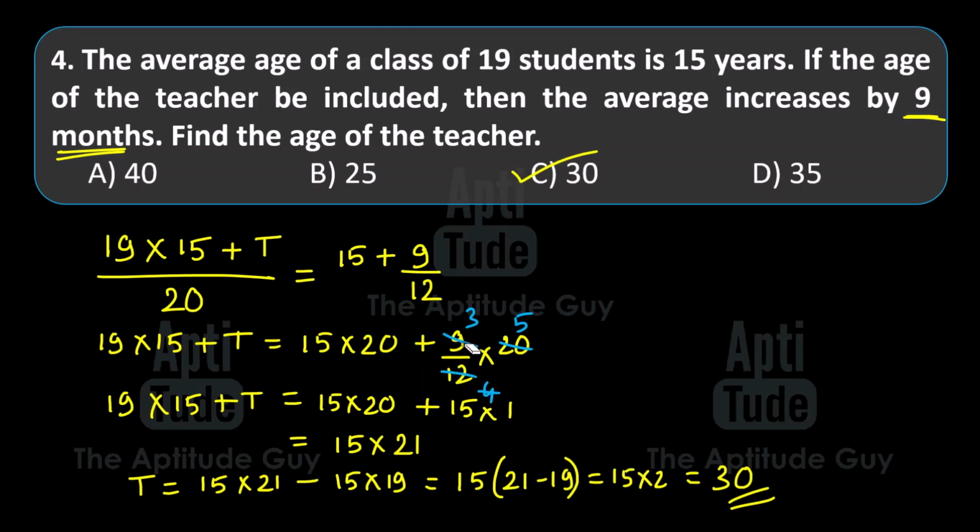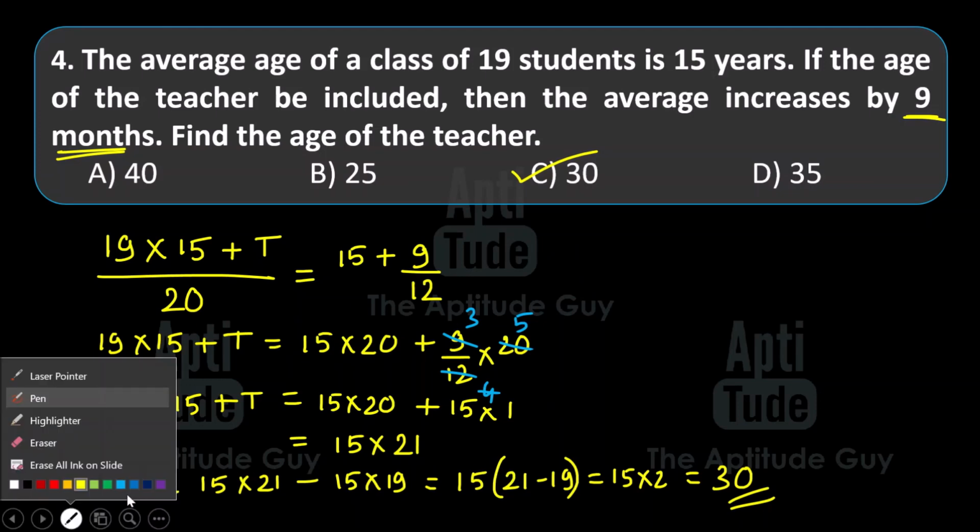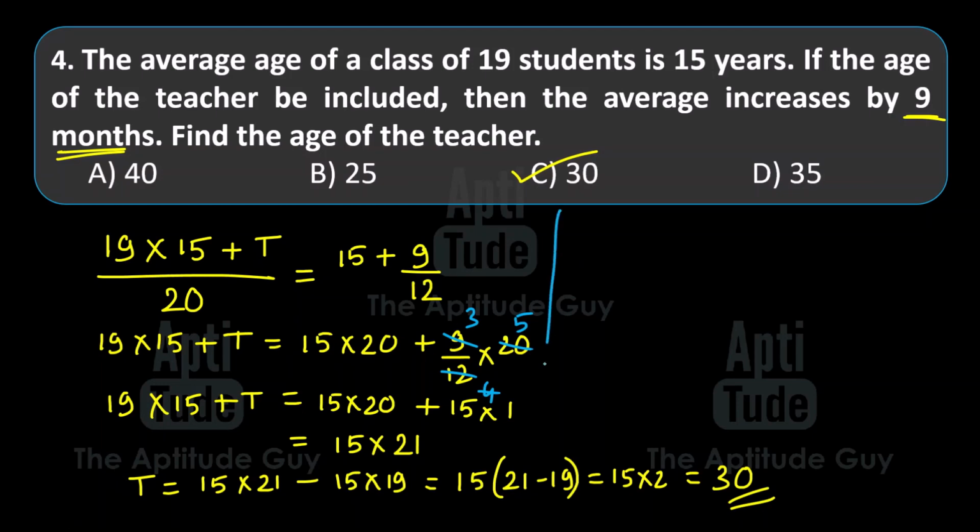If you have access to calculator, then 9 by 12 is nothing but 0.75, you can write it as 15.75 years, and then you can very easily multiply 20 and 15.75 and then subtract this using the calculator. But if you do not have access to calculator, then this is a nice way to do it. So this of course was the traditional method. Now let's do it with the shortcut that we learned in the previous question.